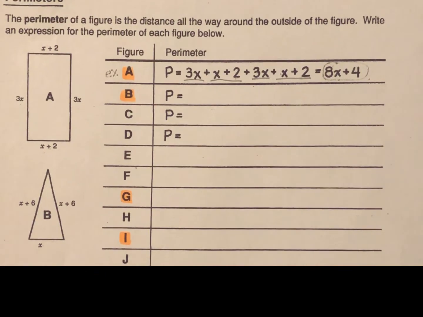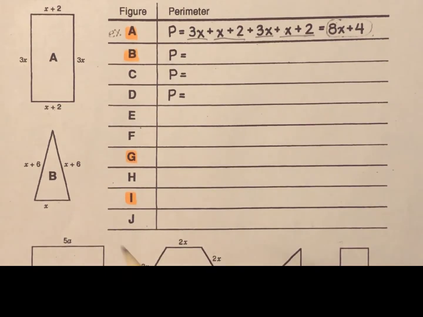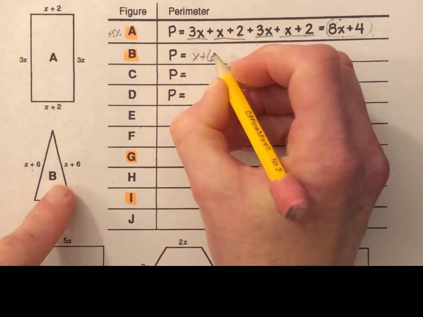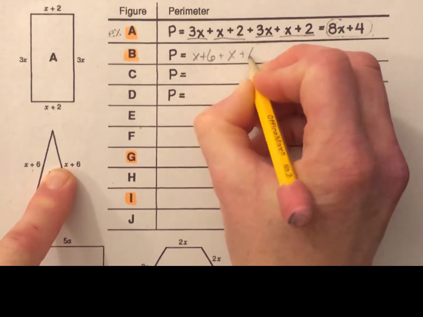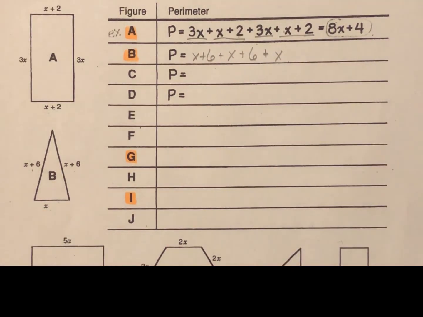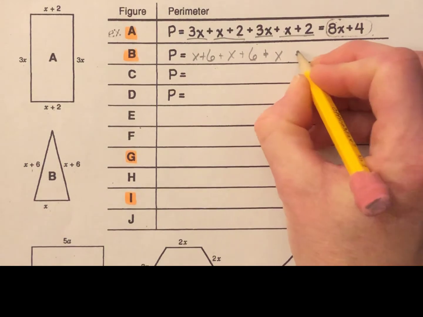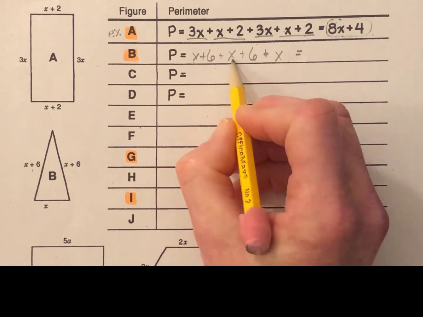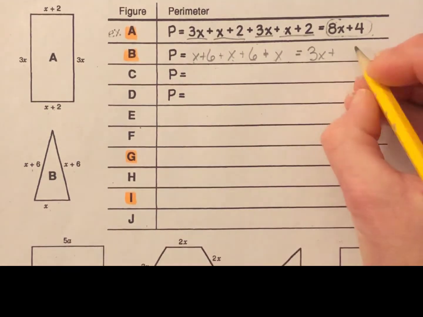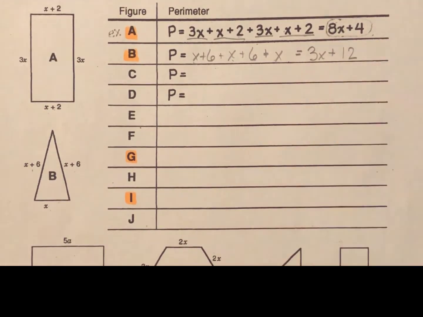So now let's look at B. We have x plus 6, and x. So the perimeter of B is x plus 6 plus x plus 6 plus x. We're just adding all the sides together. This is nice because they're all addition. So let's do our variable first. 1, 2, 3 x's. 6 plus 6 is 12. That's the perimeter of B. See how simple that is?